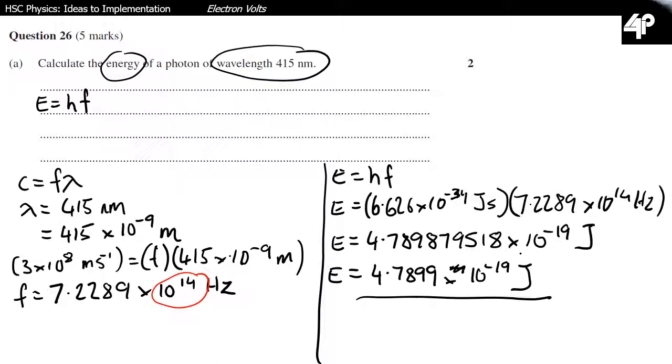Now if you were to write that as your answer, you would get the marks. You've calculated the energy. I would believe that the Board of Studies, or NESA, whoever they're called now, would accept an answer written either in joules or in electron volts if you wanted to convert that energy into electron volts. Either way, we've answered the question. Let's now look at part B.